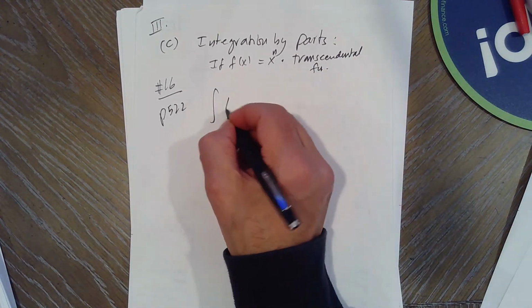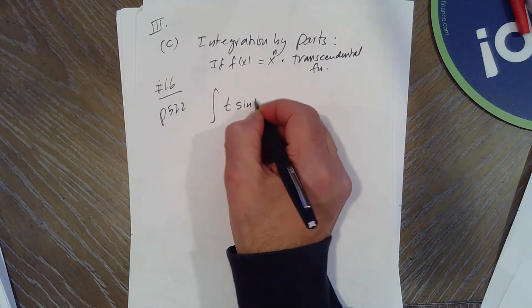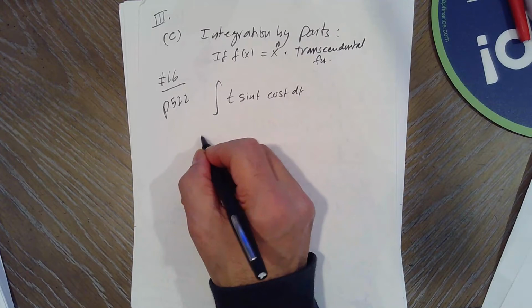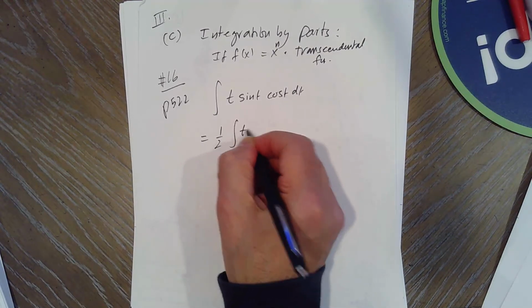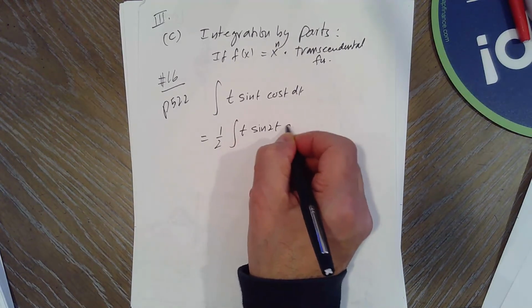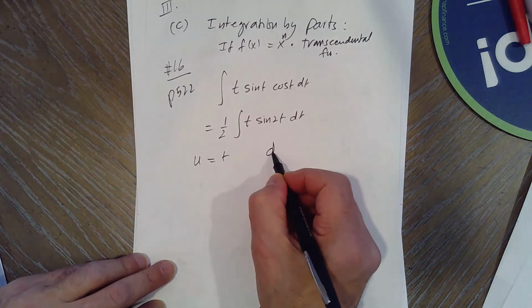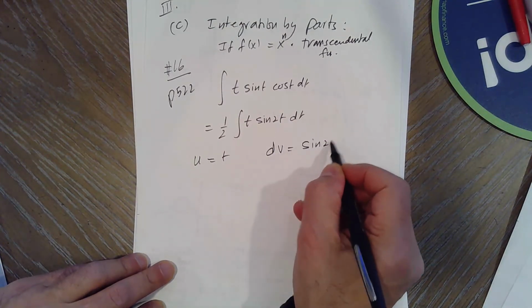So if I want to do the integral of t sine t cosine t dt, well, first I want to write it as 1/2 t sine 2t. It's easier to integrate this way. So if I let u equals t, and dv is sine 2t dt.